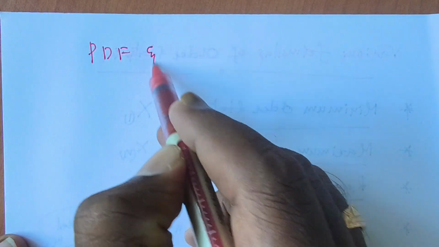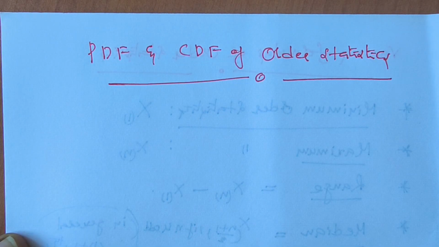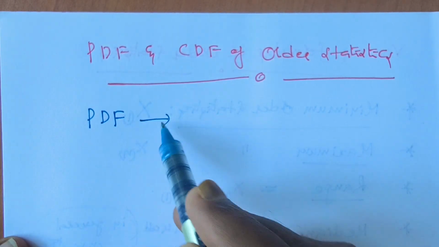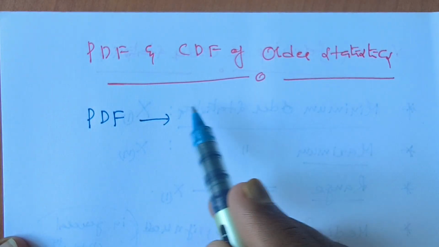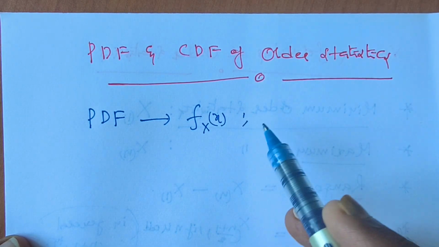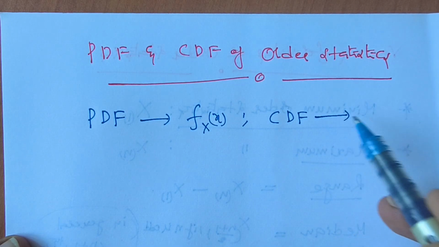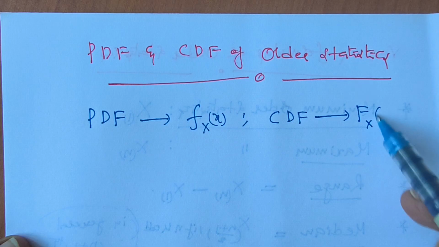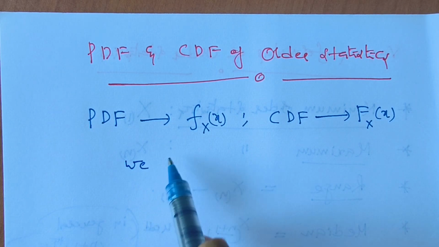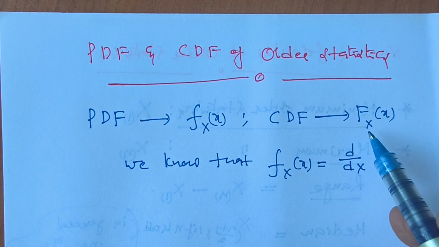Now, we will enter the important concept, that is PDF and CDF of order statistics. We know PDF means probability density function, and it is always denoted by small f of x. Here suffix capital X denotes the random variable X. The CDF is always denoted by capital F of x of the random variable capital X here. CDF means cumulative distribution function.